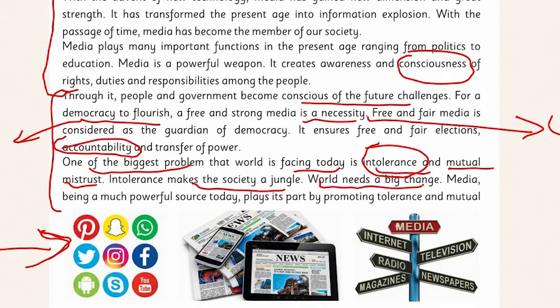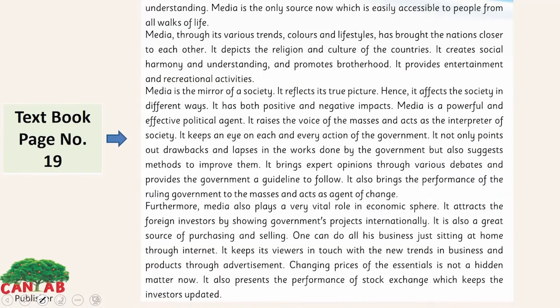World needs a big change. Media being a much powerful source today plays its part by promoting tolerance and mutual understanding. Media is the only source now which is easily accessible to people from all walks of life.